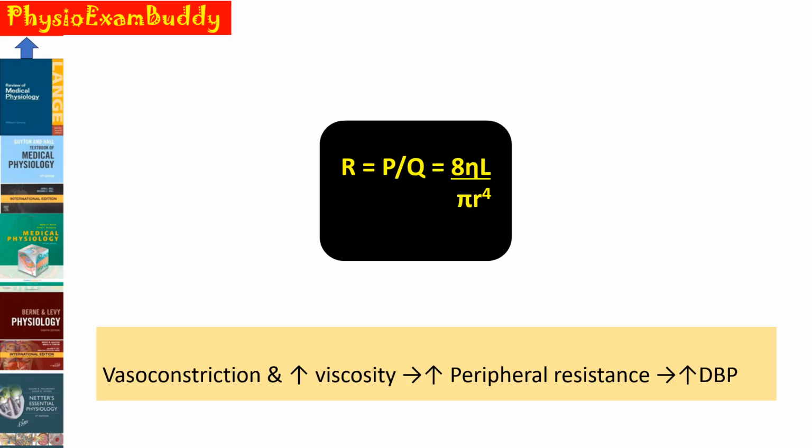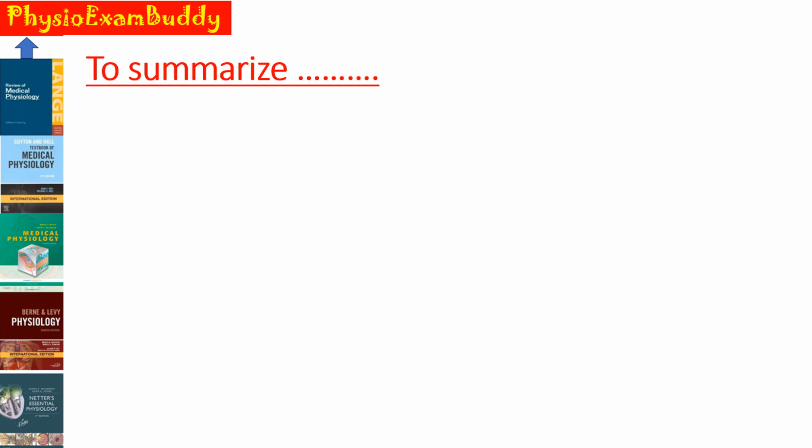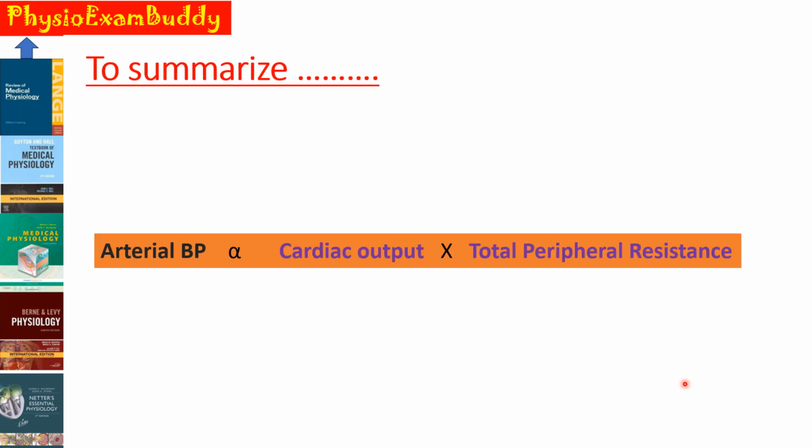So in short, we know that from Poiseuille's formula, peripheral resistance is directly related to viscosity and inversely related to the radius of the arterioles. So any condition causing vasoconstriction as well as an increase in viscosity will cause an increase in the peripheral resistance, and as peripheral resistance is the main determinant of the diastolic blood pressure, it can cause an increase in the diastolic blood pressure. So to summarize, arterial blood pressure is the product of cardiac output and total peripheral resistance.